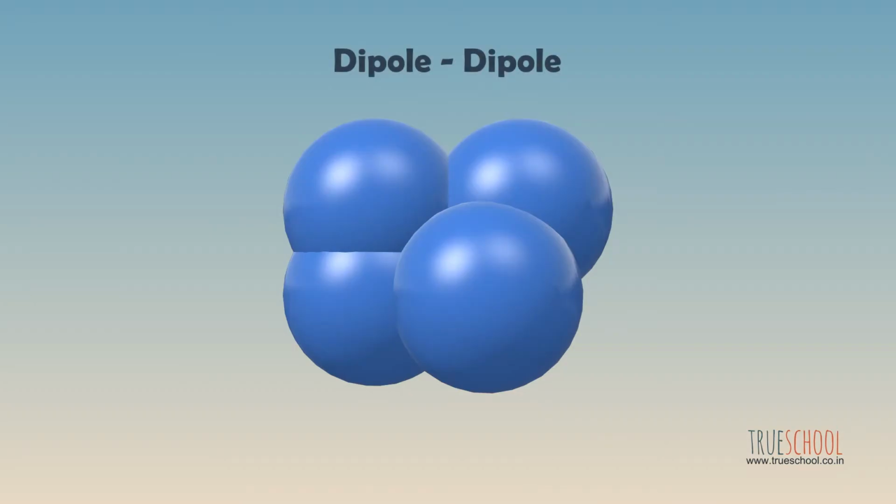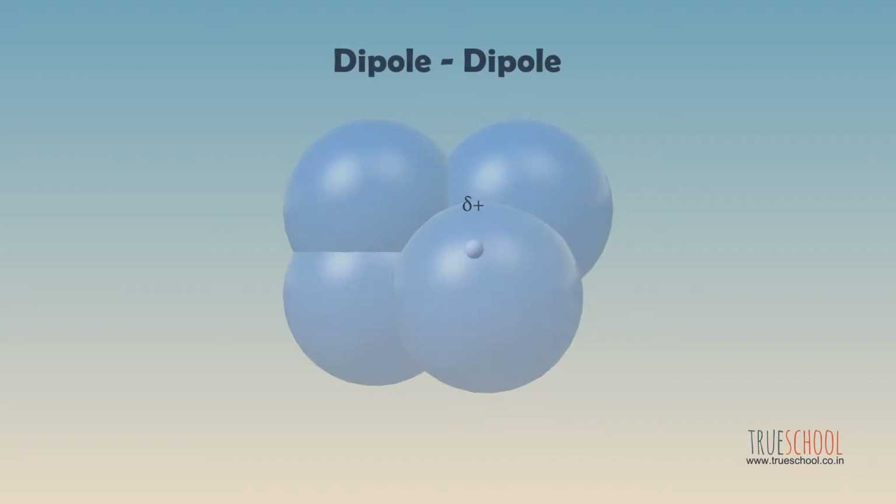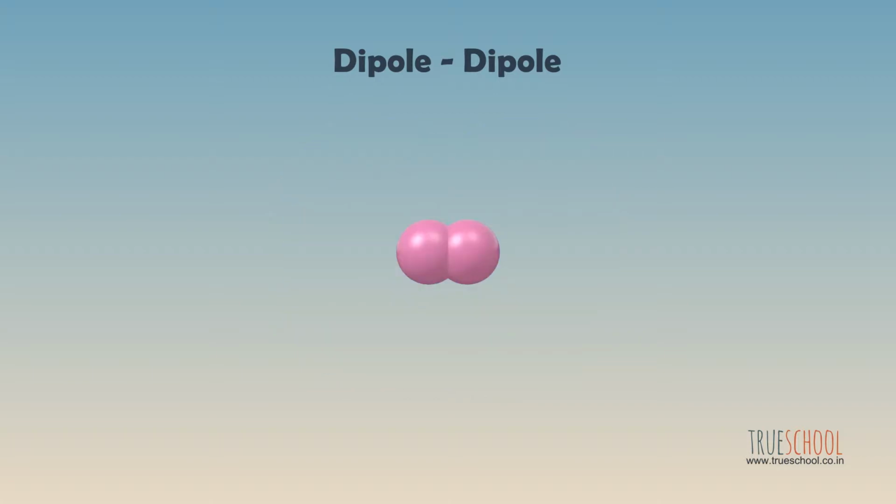Every atom or molecule has a positive center located close to the center of the nucleus, and a negative center which depends on the electron cloud distribution. For an atom or a symmetrical molecule like H2, both the positive and negative centers are at the same point, so they appear uncharged to an external electric field.